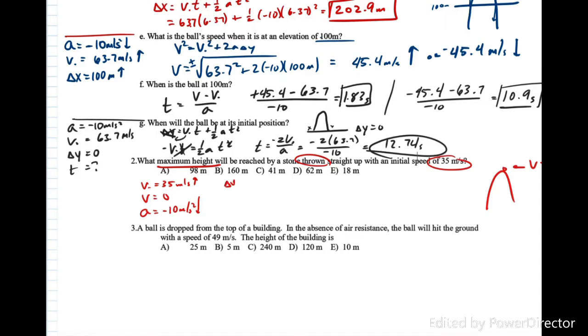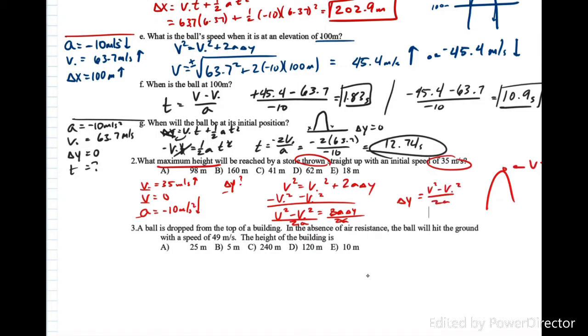Well, I want to know the maximum height reached by that stone. I want to know my delta y. Well, I have velocities, acceleration, and delta y. I'm going to use this equation. So we're going to solve for delta y. Subtract v0 squared. V squared minus v0 squared is equal to 2a delta y. If I want delta y, I divide by 2a. So delta y is going to be v squared minus v0 squared over 2a.